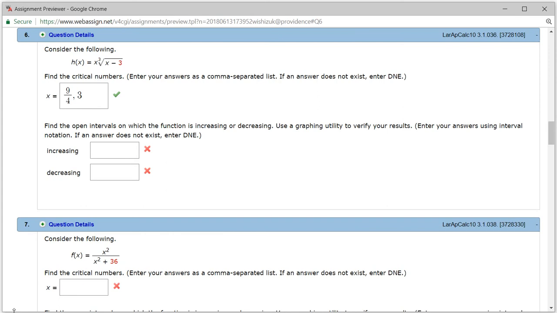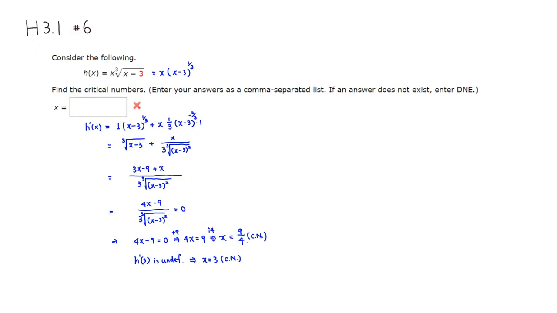Then we have to do the analysis of increasing and decreasing behavior. So I'm going to draw a number line, and then we're going to use the tick marks. We have critical numbers 3 and 9/4, and 9/4 is smaller than 3. So 9/4 here, and 3 here. Now we can just check numbers. Anything less than 9/4, I'm going to just use 0. So we have h prime of 0. Is it positive or negative?